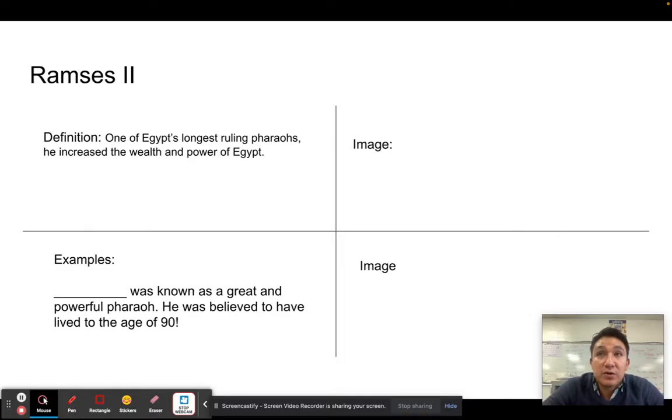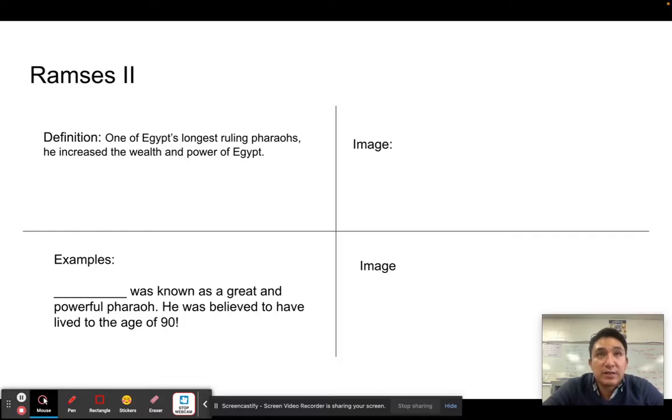But for him to have lived into his 90s, it allowed him to grow his wealth and grow his power. And he's also believed to have been the pharaoh that was around during the telling of Moses and the freeing of the slaves of Egypt.